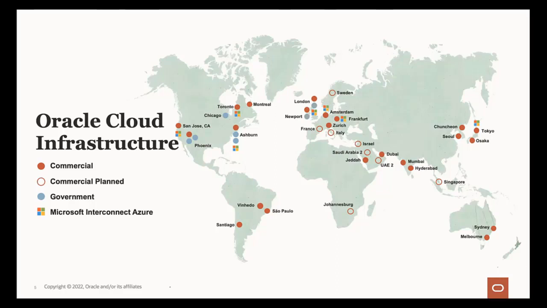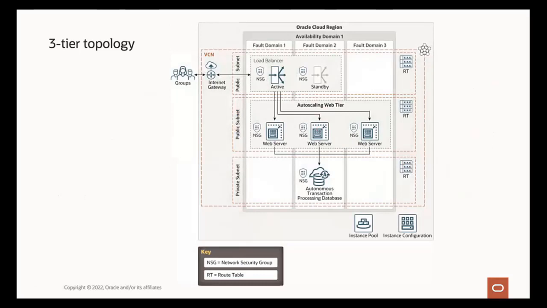But we have a lot of regions. This is expanding. We do have a map on the website that you can take a look at, where we're at, what's deployed. And the other thing to keep in mind is, these regions are a collection of availability domains, which is also a collection of fault domains. So you can really get that high availability in your application.